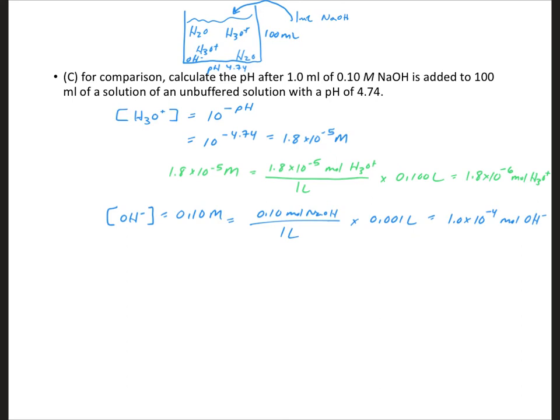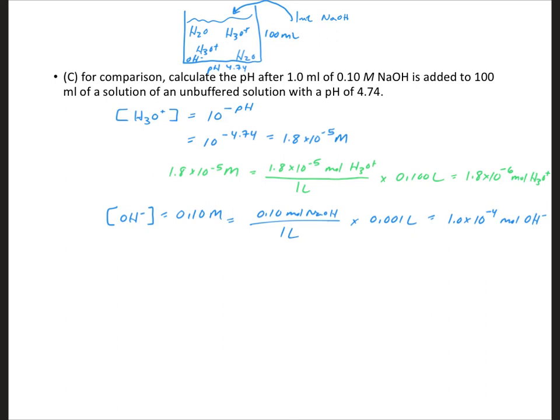And so now let's look and see which of these numbers is bigger. We've got something times 10 to the negative 4 and something times 10 to the negative 6. Times 10 to the negative 6 is actually going to be a lower number, a smaller number, than the amount of OH-. So we're going to have more OH- than we have H3O+ at the end.